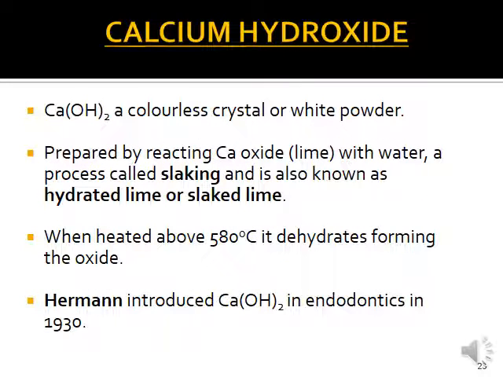Calcium hydroxide is a colorless crystal or white powder prepared by reacting calcium oxide with water, a process called slaking. It is also known as hydrated lime or slaked lime. When heated above 580 degrees Celsius, it dehydrates, forming the oxide. Hermann introduced calcium hydroxide in endodontics.